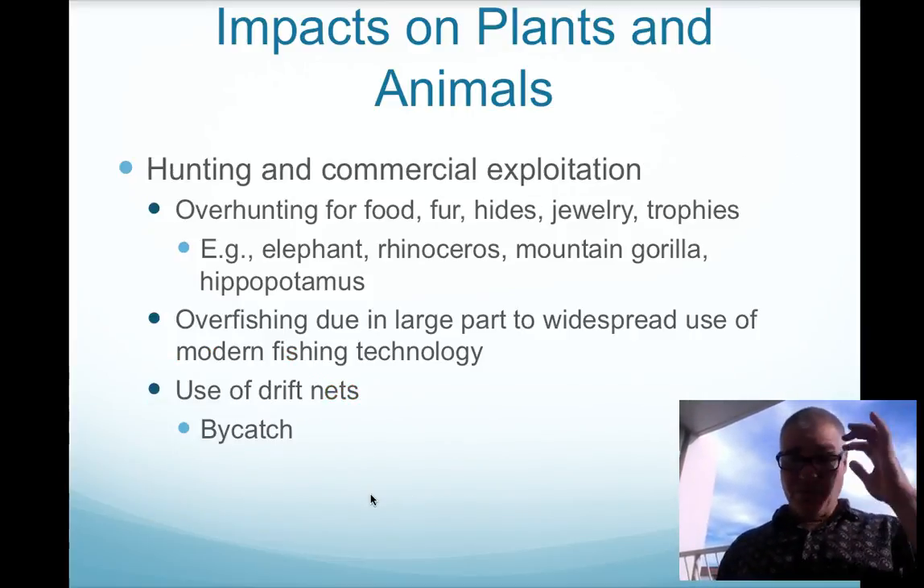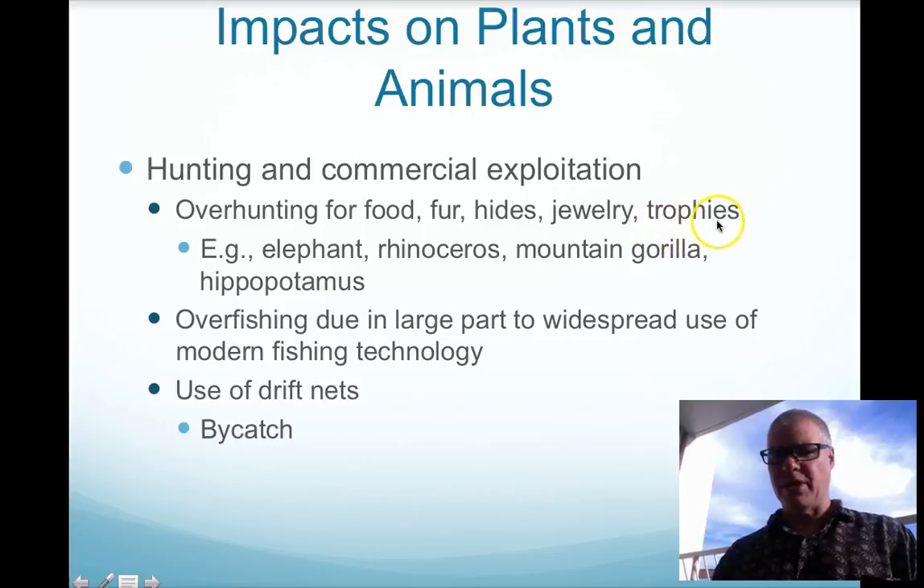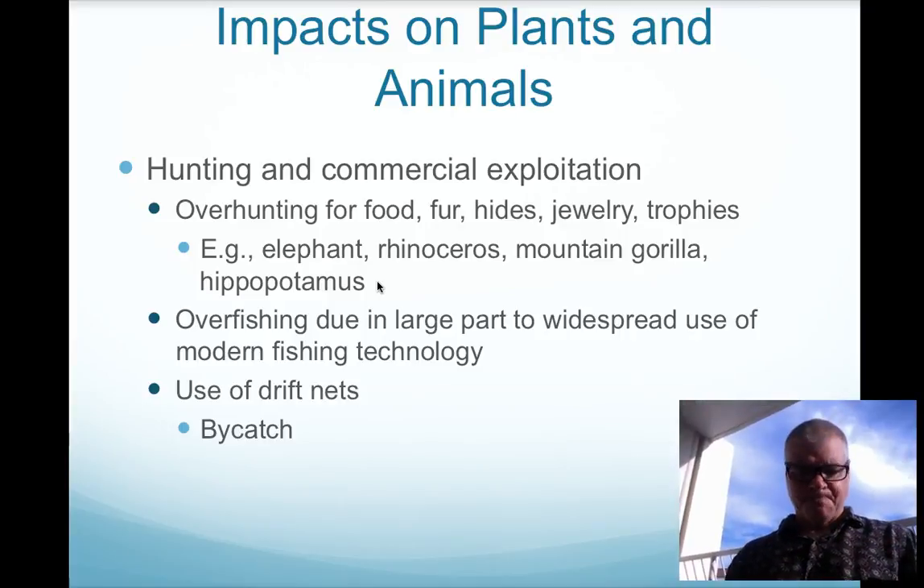Another big impact is from hunting or commercial exploitation, right? They're overhunting for food, such as we saw in the video with one of the other modules on overfishing in the Pacific, would be a great example. But also for fur, hides, you think of some of the animals in the American West that used to be much larger populations, like buffalo, which have been hunted almost to extinction, wolves that have been hunted almost to extinction, then also things like mountain gorillas, elephants, hippopotamuses or hippopotami, not sure. But anyway, those kind of animals that have been hunted almost to extinction.